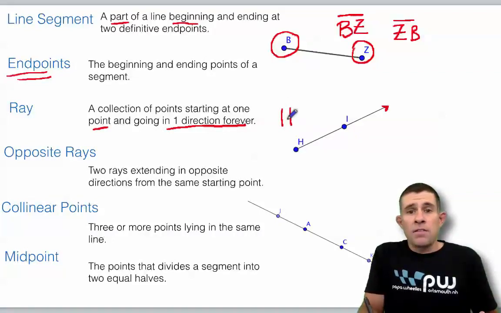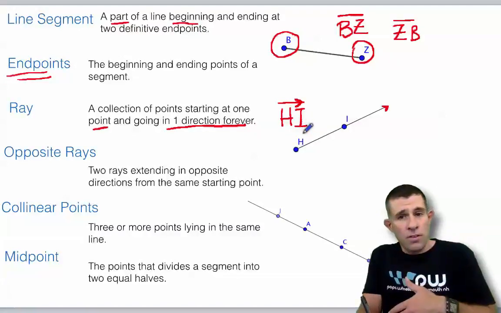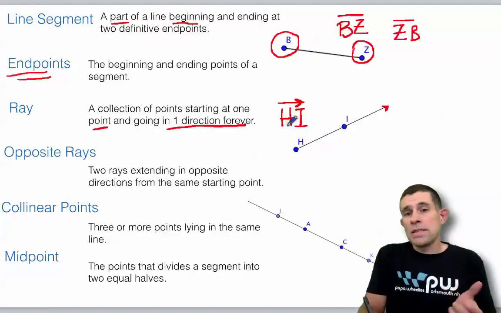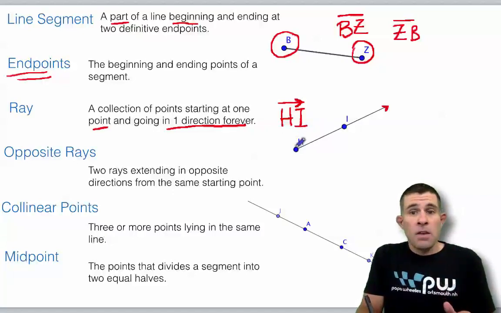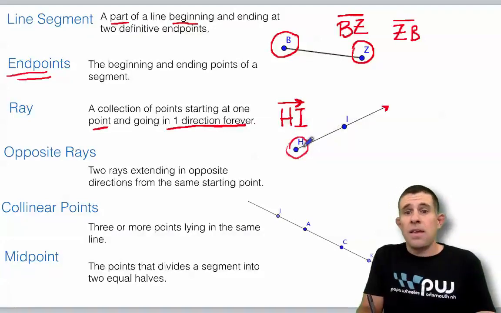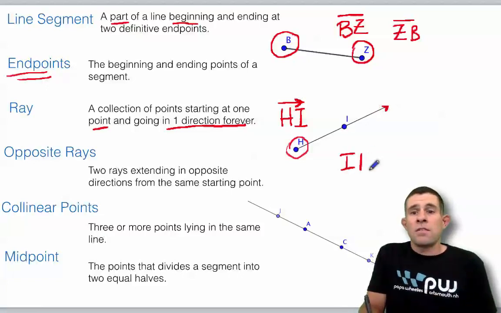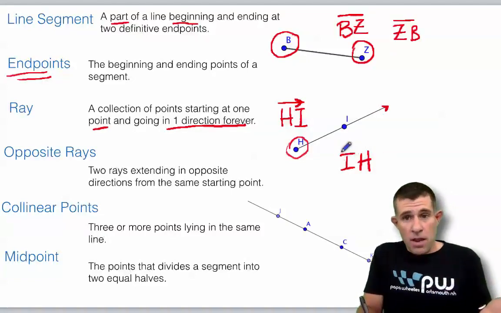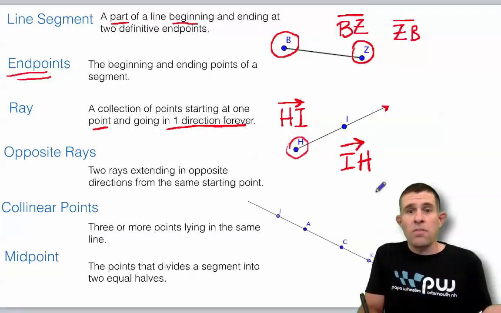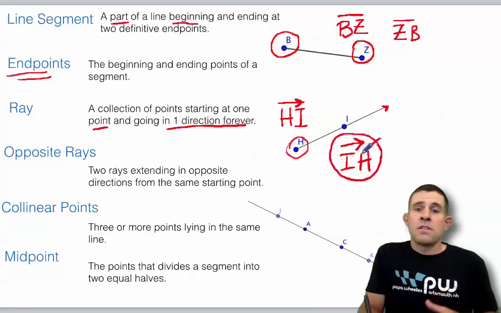How we denote that is two capital letters, so here's capital H, I, and a ray, that means it's going to get an arrow pointing in one direction. Now, the order in which we list these two capital letters does matter. Because it begins at H, it has to start with H. The arrow goes in the direction of I, indicating that it's going to pass through I and keep going on in that direction. To write this ray as IH with the arrow going this way is incorrect. So be careful of that.